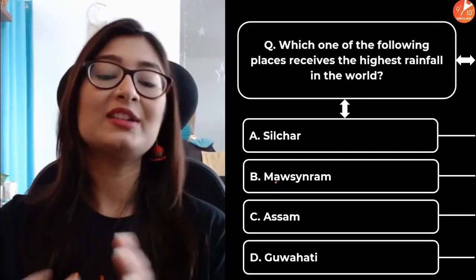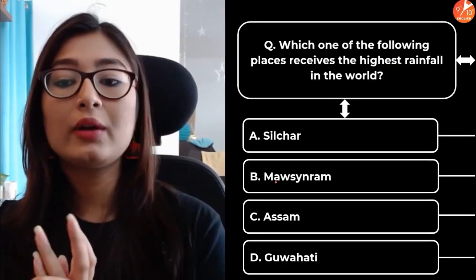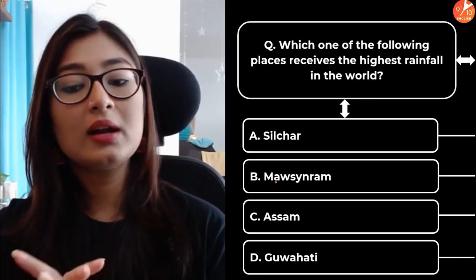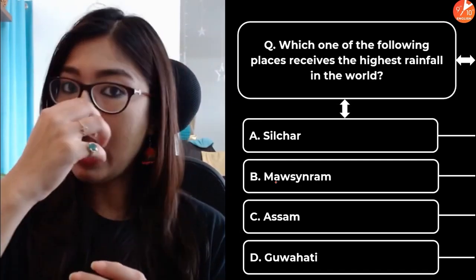Now let's quickly look at your homework question. Which out of the following places receives the highest rainfall in the world? Silchar, Mawsynram, Assam, or Guwahati?